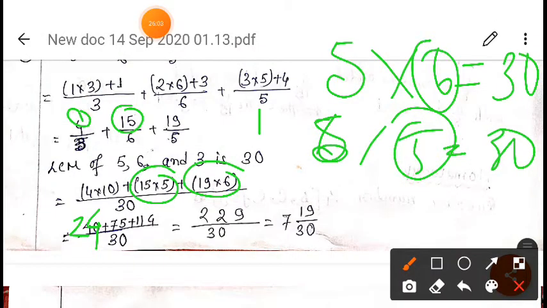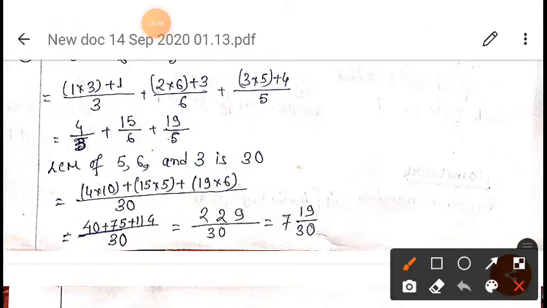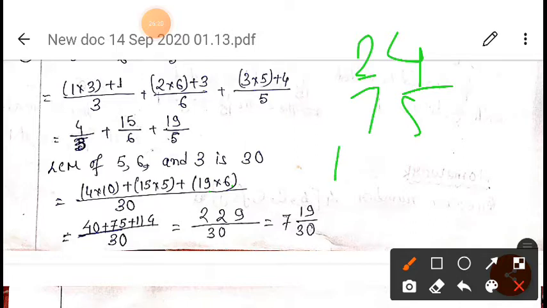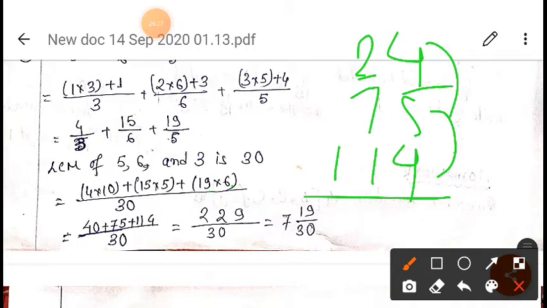Then I am erasing this one. Okay, so what we can write here is 24. So 24 plus 75 plus 9 into 6. 9 times 6 is 54, 5 times 6 is 30, 1 times 6 is 6, and 5 is 11, right? Yes, it is 114. Adding these up, we get 203. Okay, 203 divided by 30.